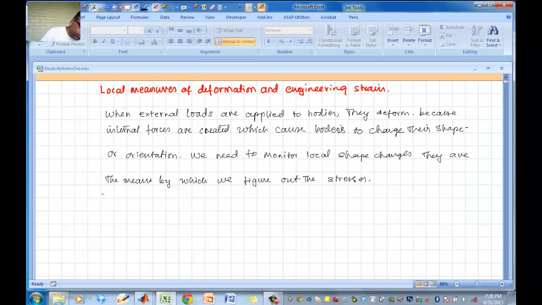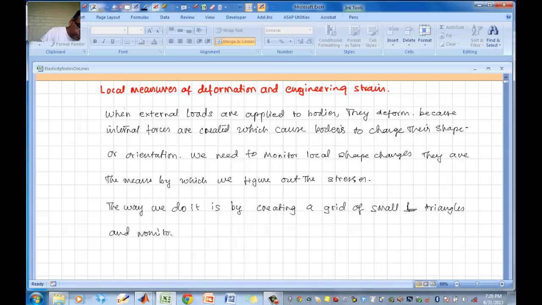Okay. So the way we do it is by creating a grid of small triangles, small right angle triangles, and monitoring how they deform. Let me show you what I mean.